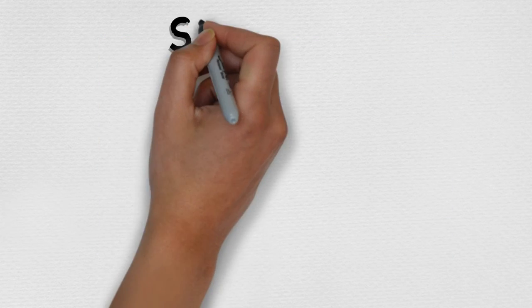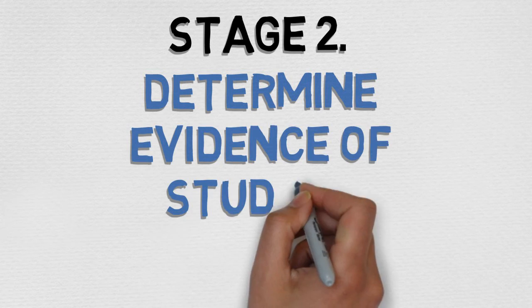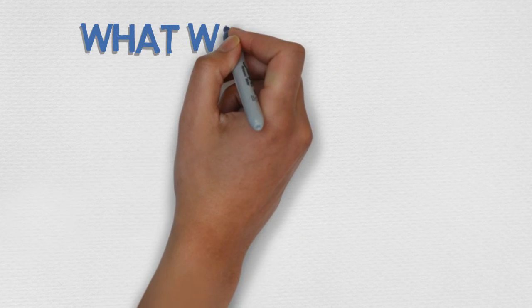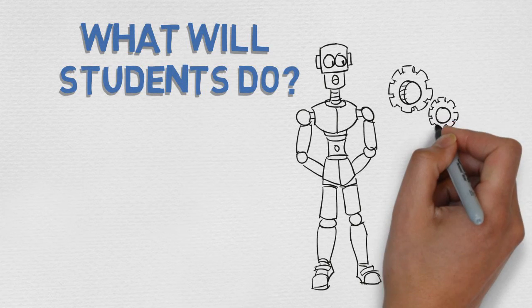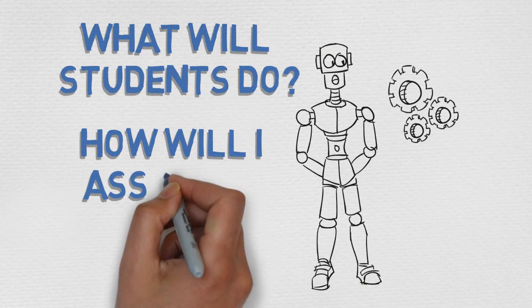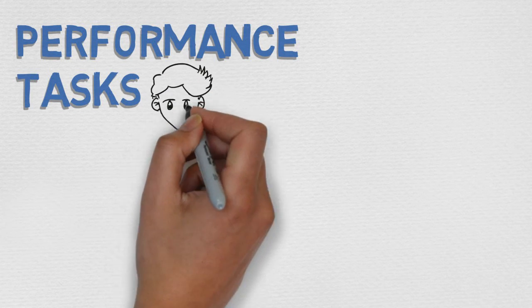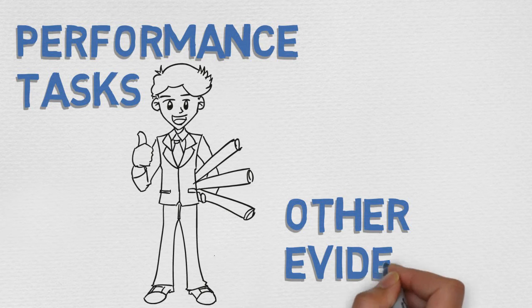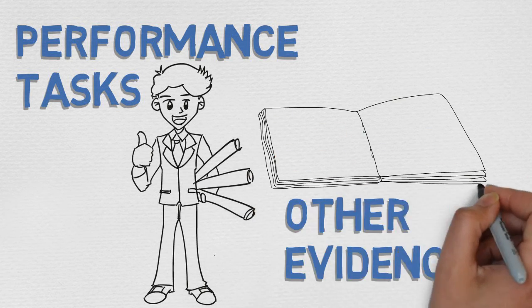Now we move on to stage 2, determine evidence of student understanding. The second stage of the UbD model requires the teacher to visualize what students will do to understand the big idea and how their learning can be assessed. The UbD model divides assessment of evidence into two categories, performance tasks and other evidence. Some examples of other evidence include quizzes, tests, observations and work samples.